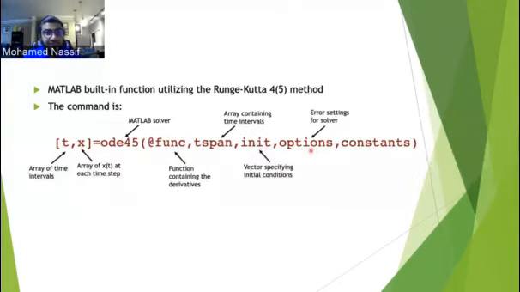Options, these are the error settings for the solver. So it's basically how accurate you want the solver to be. The smaller the error tolerance, the longer it takes to solve. With a larger error tolerance, you might not get an accurate result, but it'll solve fast. And constants are just anything that appears in the differential equation that's not dependent on x or t that you might want to specify. For example, in the mass spring damper equation, you have a mass m, k, and c. You can just specify them here.